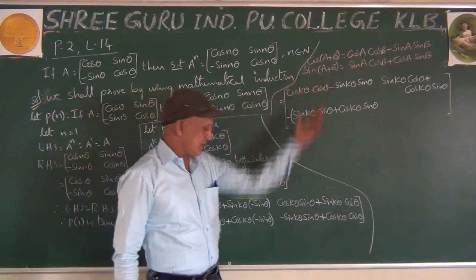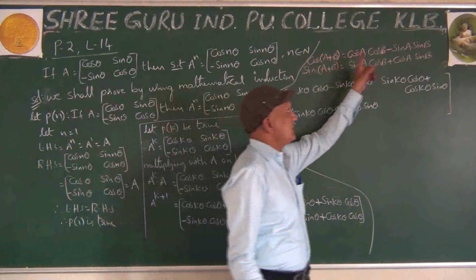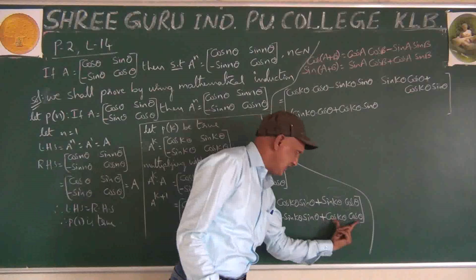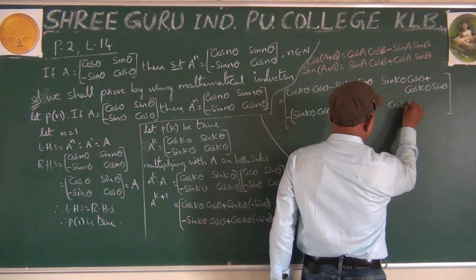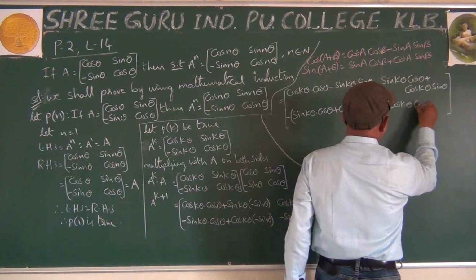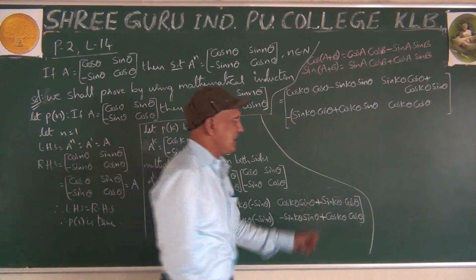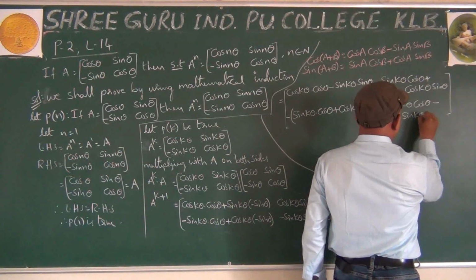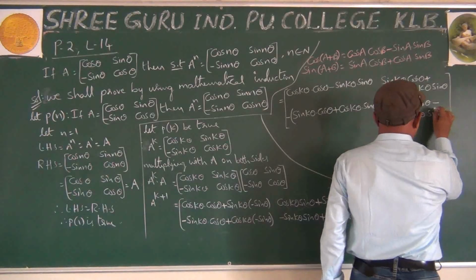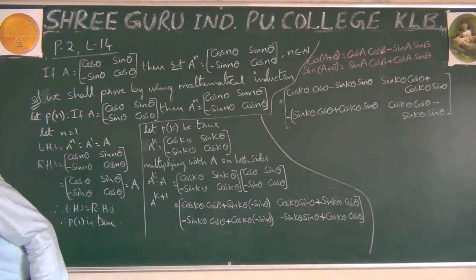Next, this one: cos sin sin. So write this first: cos k theta cos theta, minus sin k theta sin theta. Right? Now observe carefully here.